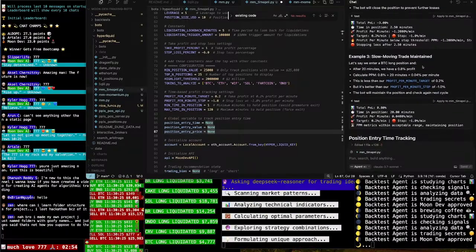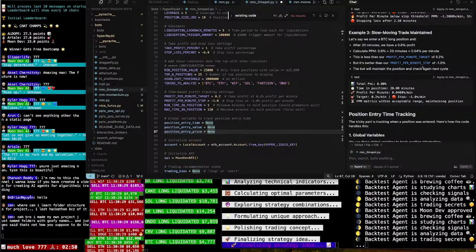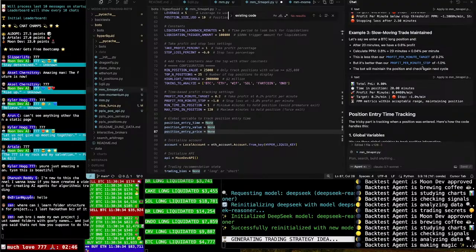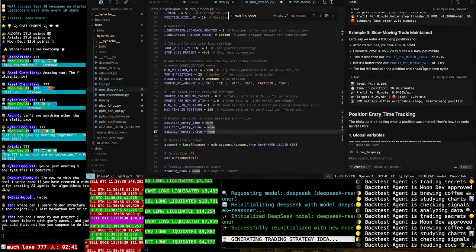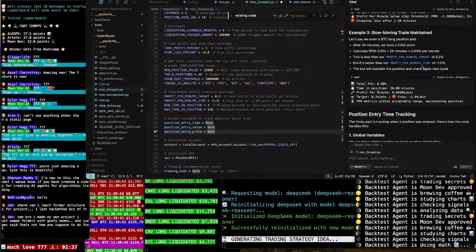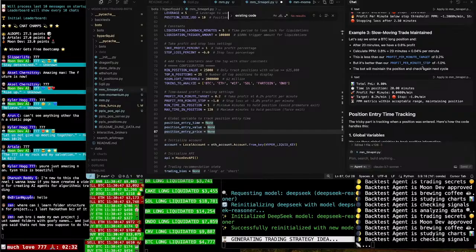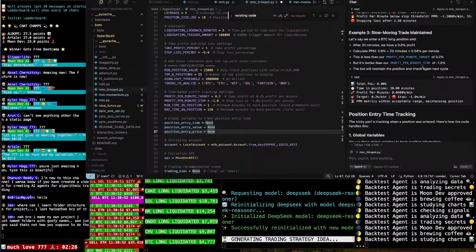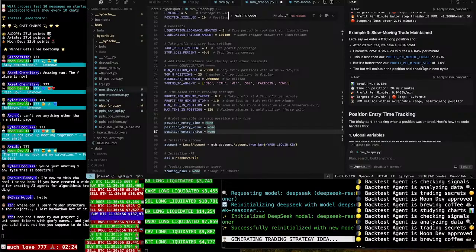Example 3, slow moving trade maintained. Let's say we enter a BTC position and after 20 minutes we have a profit of 0.8%. 0.8 divided by 20 equals 0.04 per minute. This is less than our profit per minute target of 0.2%, but it's better than our profit per minute stop of -1. The bot will maintain the position and check again next cycle.